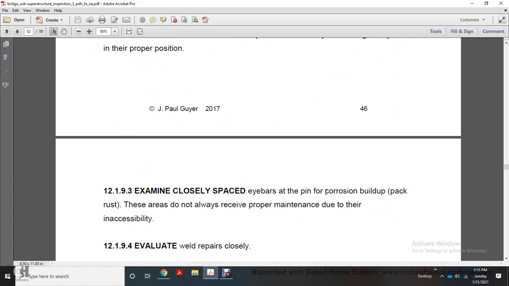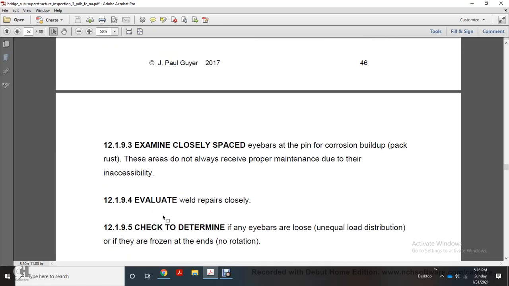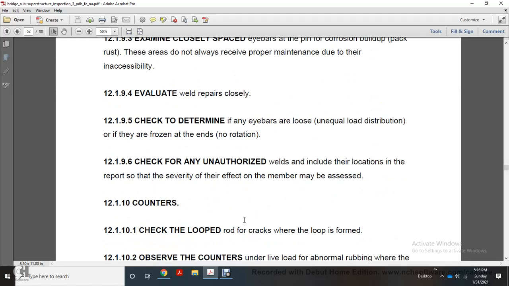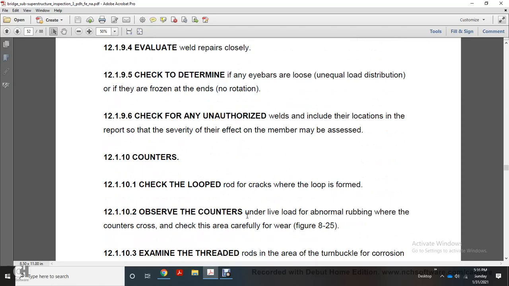Examine closely spaced eye bars at the pin for corrosion buildup or pack rust. These areas do not always receive proper maintenance due to their inaccessibility. Check weld repairs closely. Check to determine if the eye bars are loose, have unequal load distribution, or are even frozen at the end with no rotation. Check for any unauthorized welds, including the location, and report them with the severity and effect on the member assessed. Counters: check the loop and rod for cracks and loops formed.